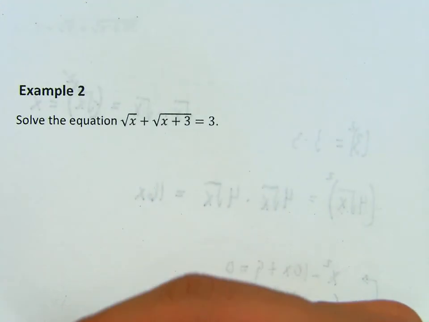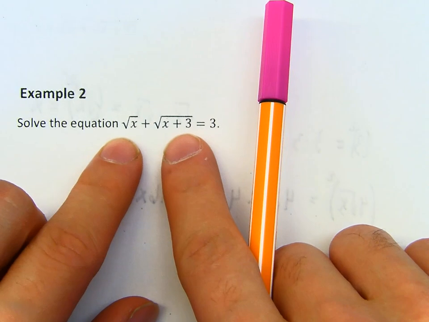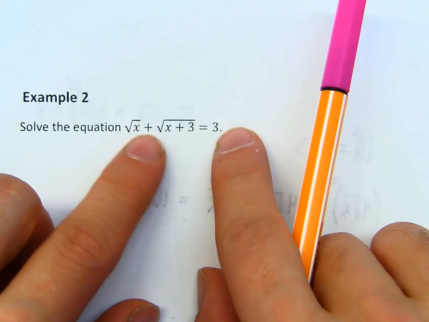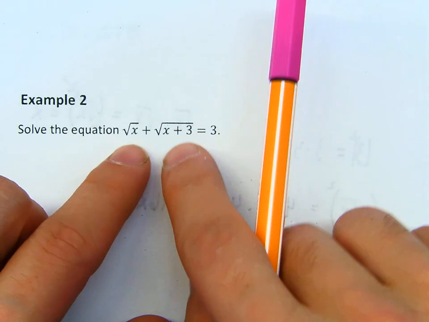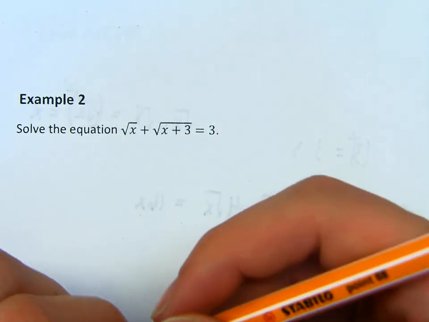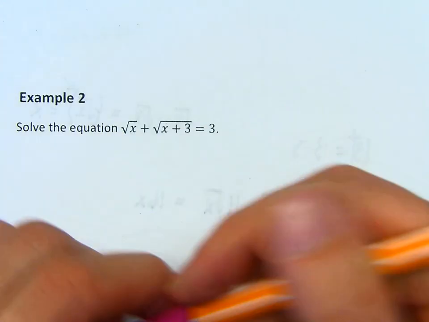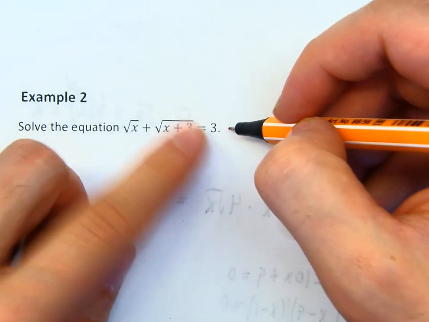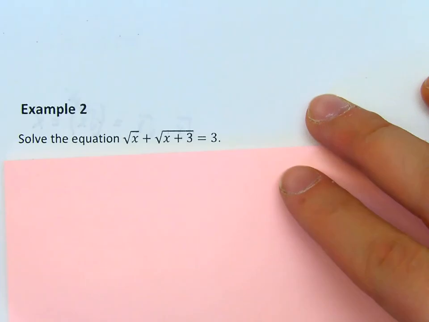So here, notice you have two radicals, right? So you can't get a radical by itself. So you could do it two ways. You could square both sides. But if you square both sides, then what's going to happen? Let's see what happens if we do that.